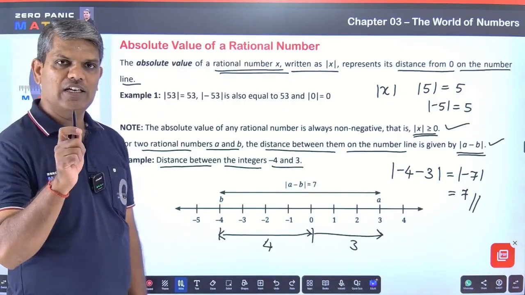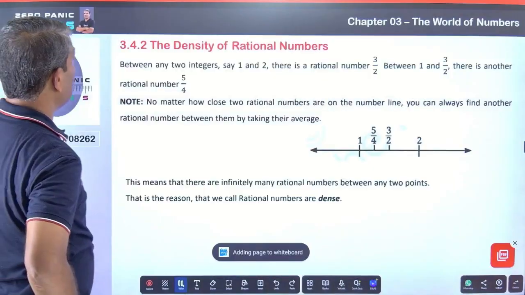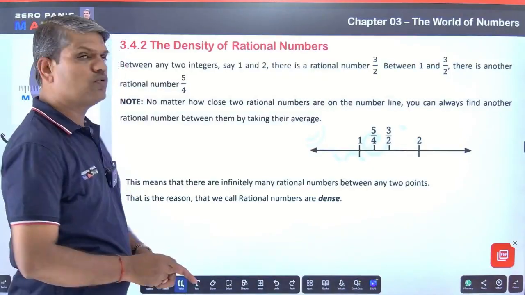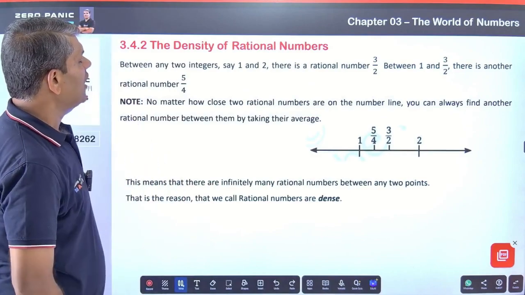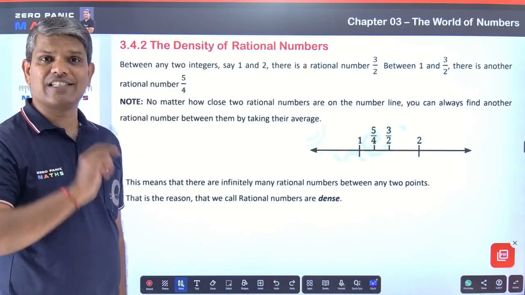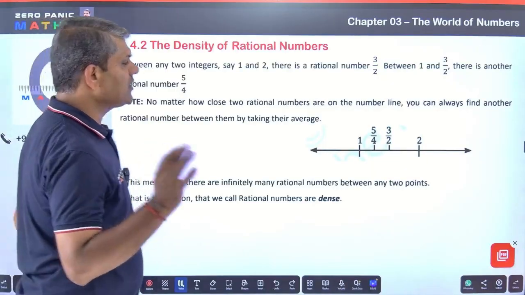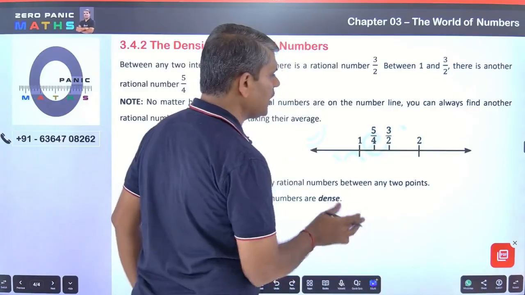You understood, right? Now let us move to density. There is one more important concept that you need to know about rational numbers, and that is density. So what is density? Listen to me carefully.